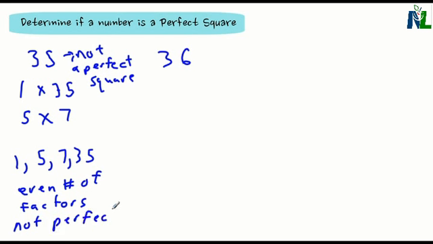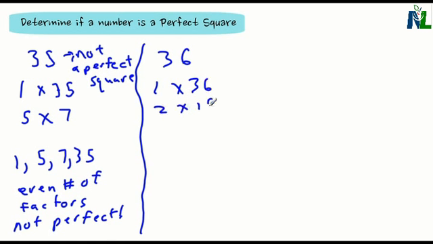Okay. So 36. Let's have a look at 36. Let me just separate this out a little bit. So 36 would be 1 times 36. It'd be 2 times 18, 3 times 12. I'd have 4 times 9, and I'd have 6 times 6.